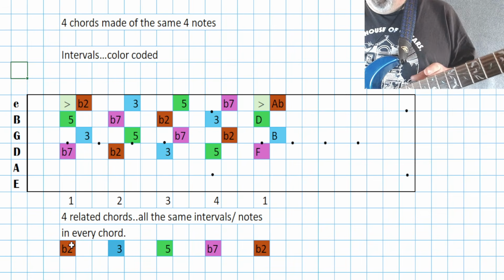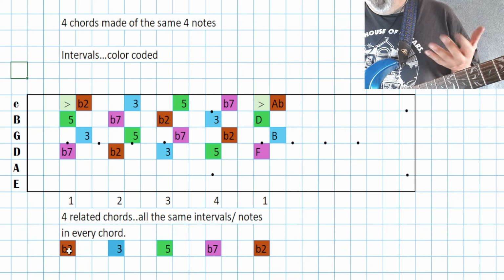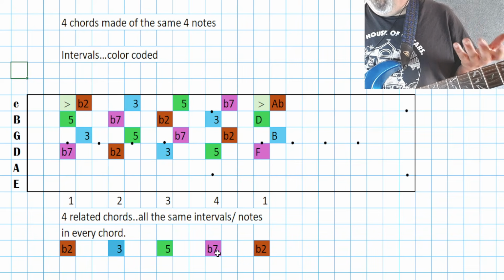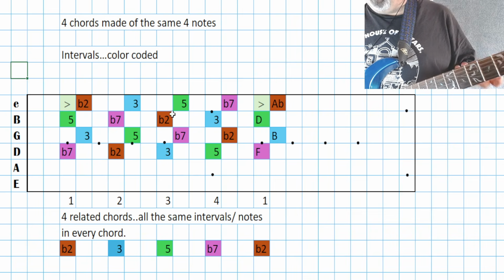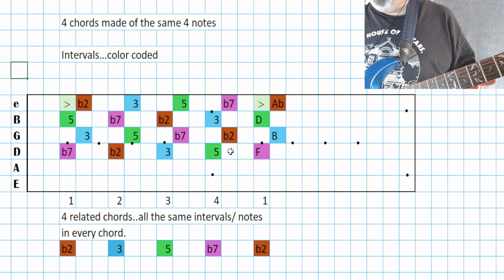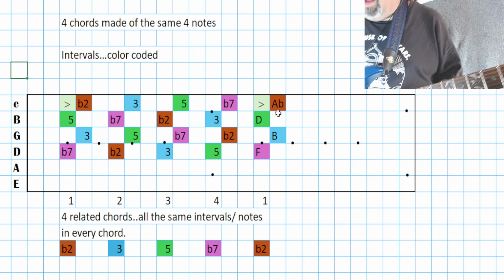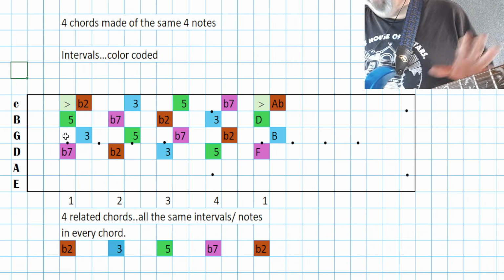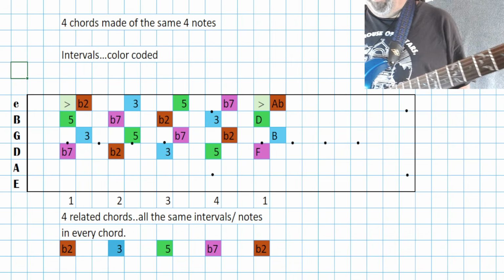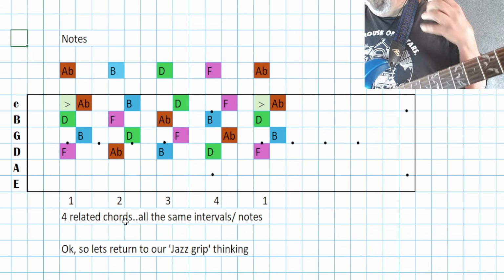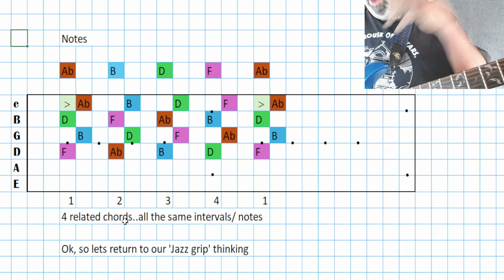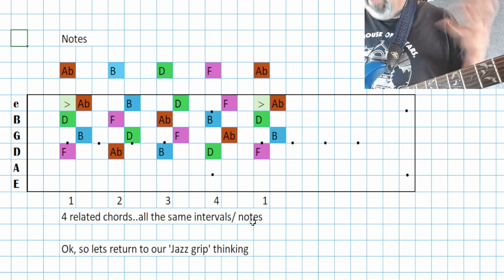So as you can see here, we've got 4 color coded notes: the brown, blue, green, purple. We've got 1 of each in every shape, just jumbled around, but it's the same 4 notes: F, B, D, and A flat in every chord. All right, so that means that we have 4 quite strongly related chord shapes. They're all the same intervals and notes.